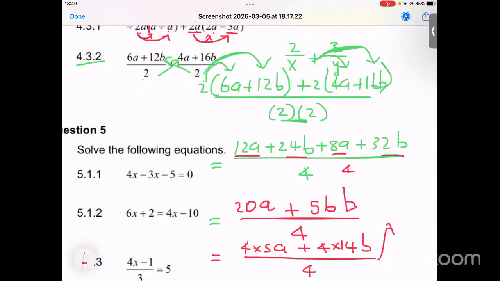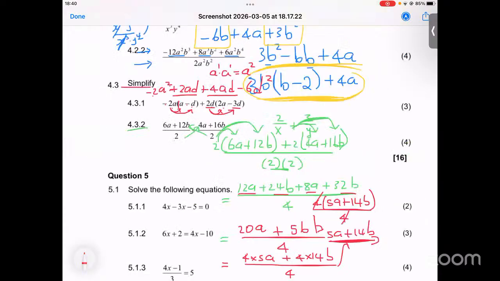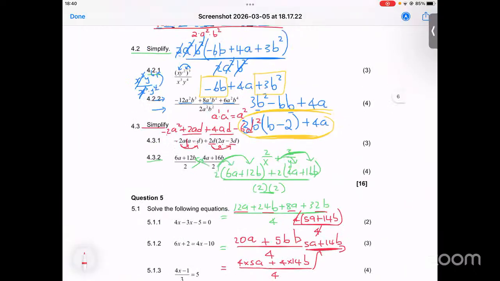I don't have space, that's why I'm doing that. Then you have 5A plus 14B over 4, and that cancels with that. It's like you are having 5A plus 14B. Something like this, honorable member. So you might need to just try to work it out and see if you can get that as your correct answer.